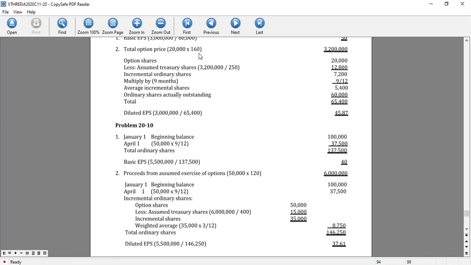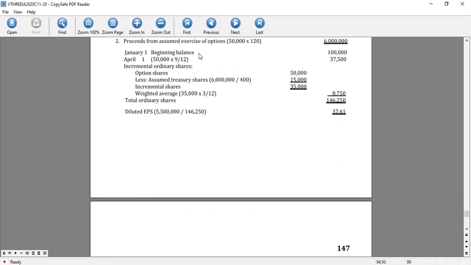Now we have the incremental shares, 35,000. So for the weighted average of 35,000 times 3 over 12, it's 8,750 for the total ordinary shares of 146,250. So the diluted earnings per share is 5.5 million divided by a total of 146,250.